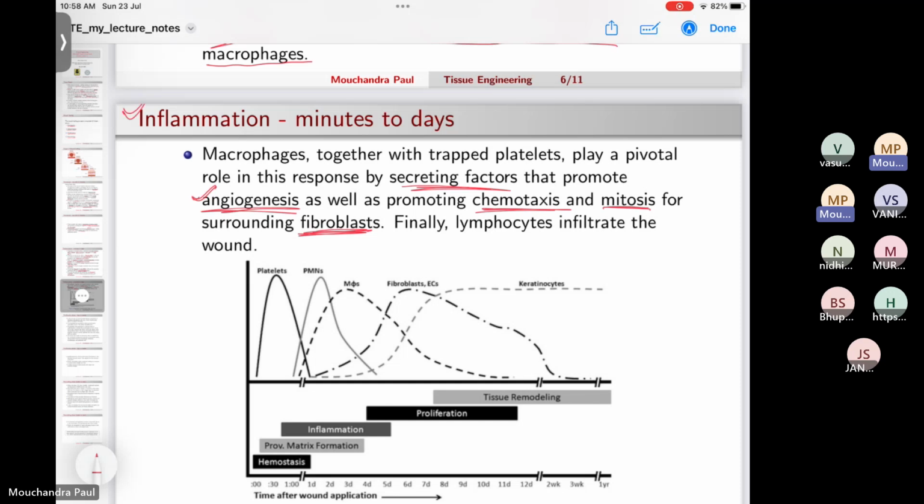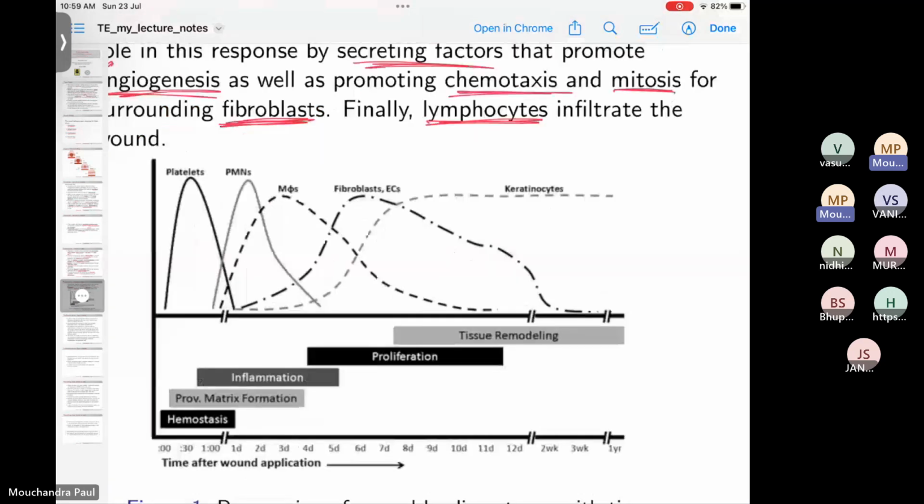So this mitosis of the fibroblasts is going to continue till the next phase, the proliferation phase. The cells need to divide a lot. And finally, the T lymphocytes and B lymphocytes also infiltrate the wound towards the end of the inflammation. So this is about the inflammation phase. You can see in this graph, which is actually a very important graph, how the cell populations change through the time of wound healing.